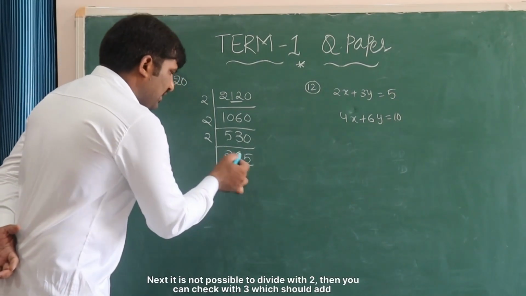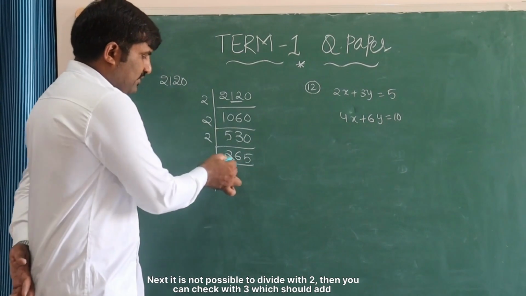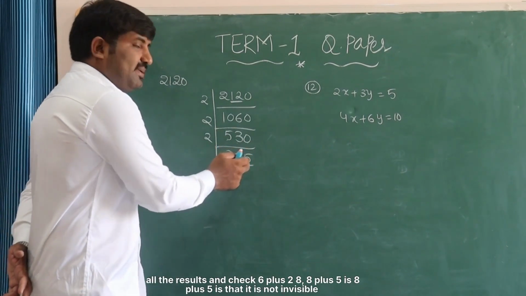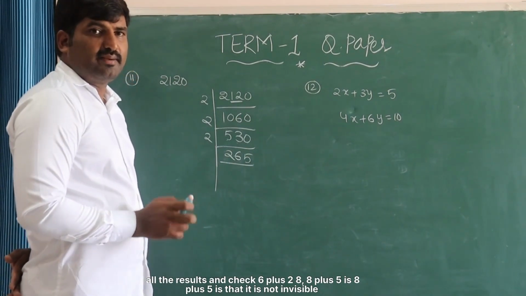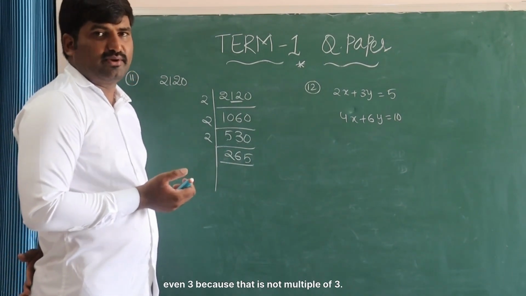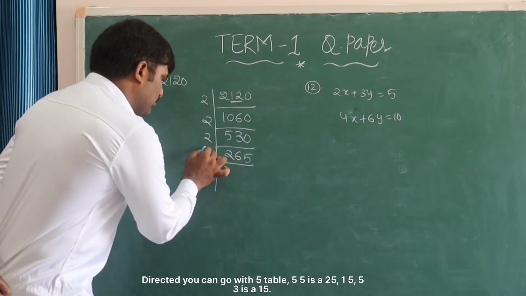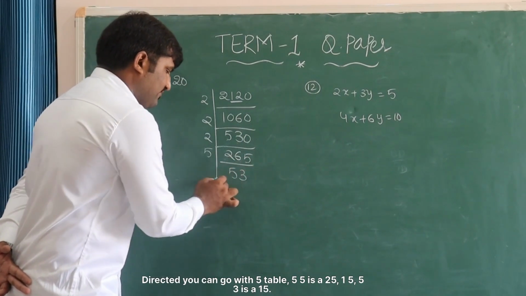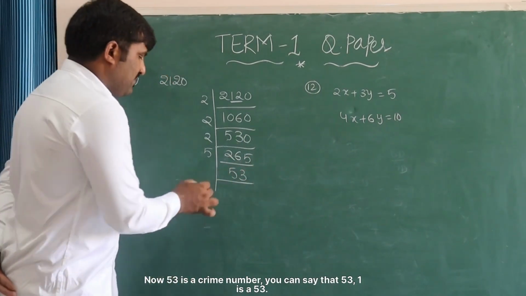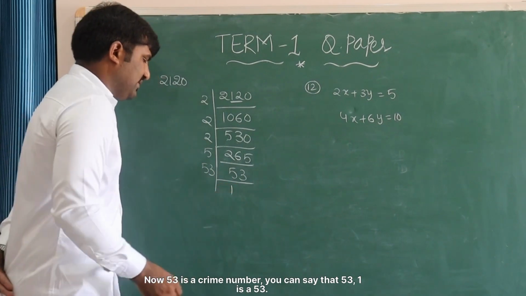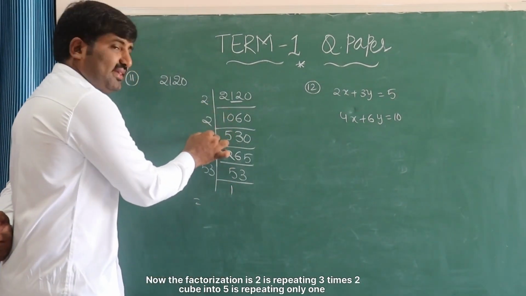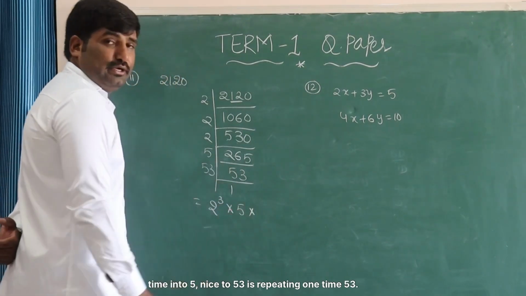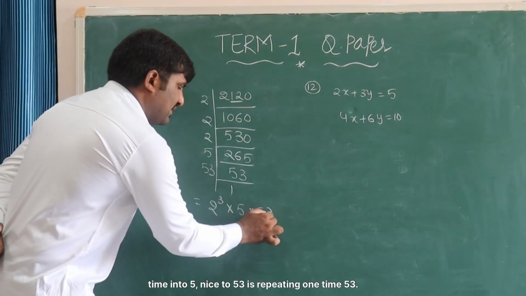Next, it is not possible to divide with 2. Then to check with 3, we should add all the digits and check. 6 plus 2 is 8, 8 plus 5 is 13, it is not divisible by 3 because 13 is not a multiple of 3. Directly you can go with the 5 table, 5 5s are 25, 1 5, 5 3s are 15. Now 53 is a prime number, 53 ones are 53. Now the factorization is 2 repeating 3 times, 2 cube, into 5 repeating only 1 time, into 53 repeating 1 time.